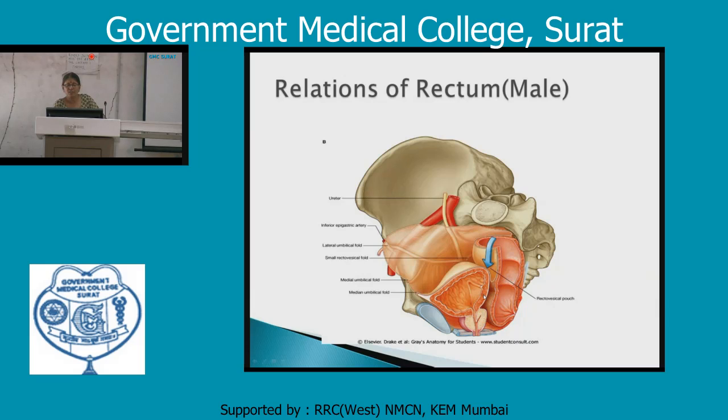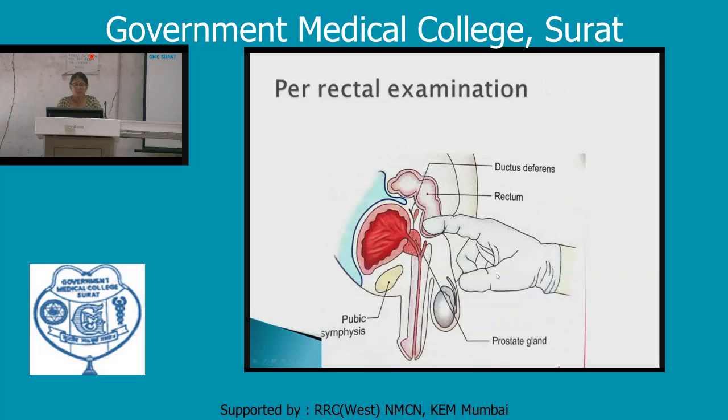You can see important relations. Why is it important? Because by per rectal examination, a finger can be passed through the anus, and a surgeon can reach up to the lower part of the rectum, and from here he can palpate the prostate gland, vas deferens, or even the seminal vesicle in the male, anteriorly.